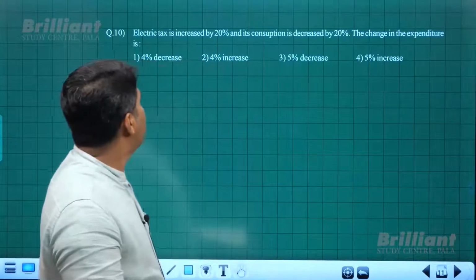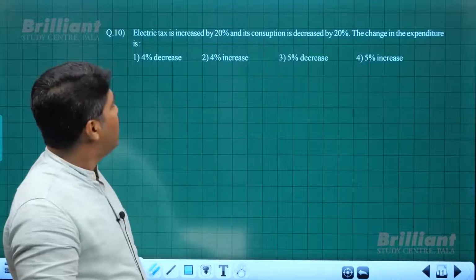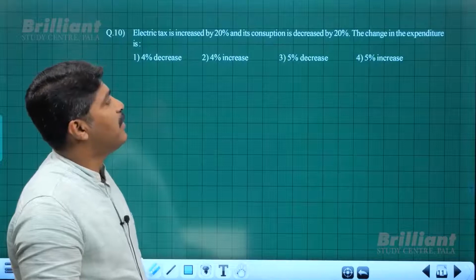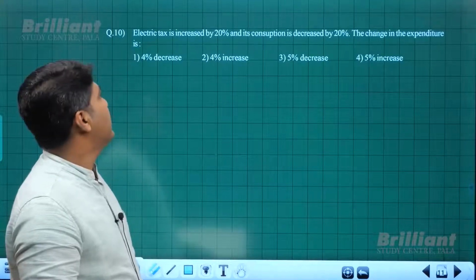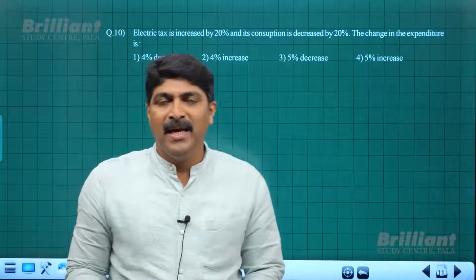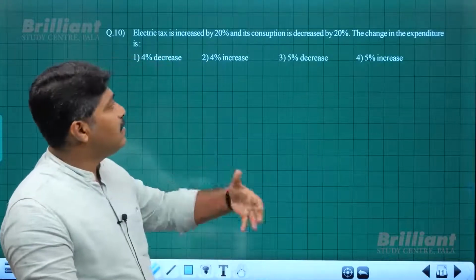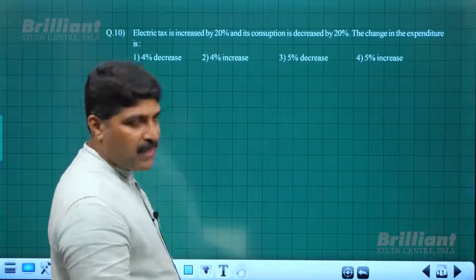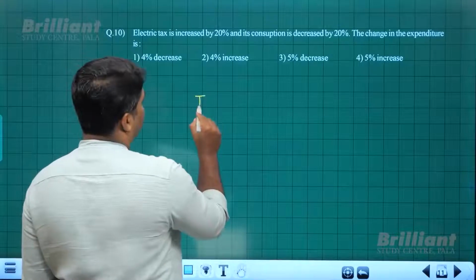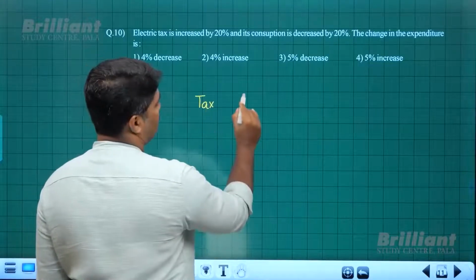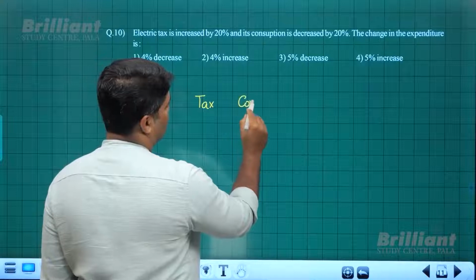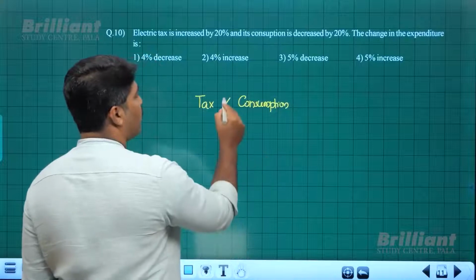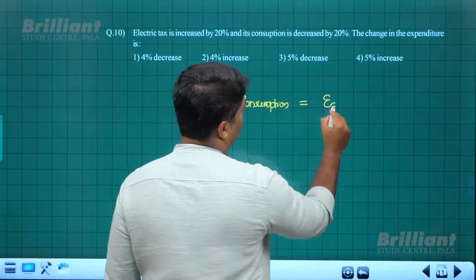So now we can consider the next question. Electric tax is increased by 20% and its consumption is decreased by 20%. Then change in the expenditure is. In such a question, here tax is increased and consumption is decreased. Suppose we just consider what is the variation occurred in its expenditure. So here we can consider a direct result, tax and consumption. So then how it will affect expenditure.